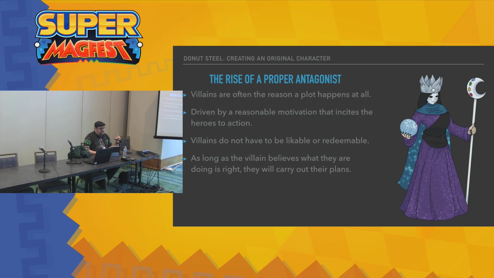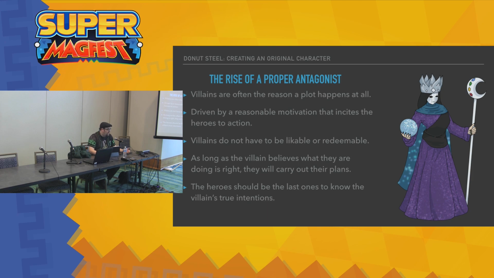As long as the villain believes what they're doing is right, they will carry out their plans. Subtle thing, but powerful thing. They have to believe in what they're doing, or else they wouldn't do it. And that's one of the key factors of keeping a villain interesting, is that they take what they believe is right to an unhealthy extreme. Because anything in excess can be harmful, even beneficial things.